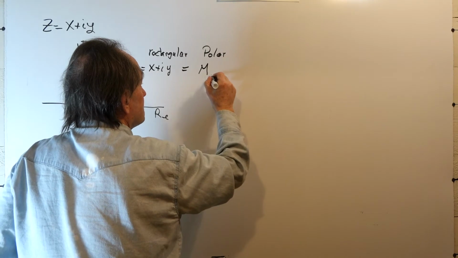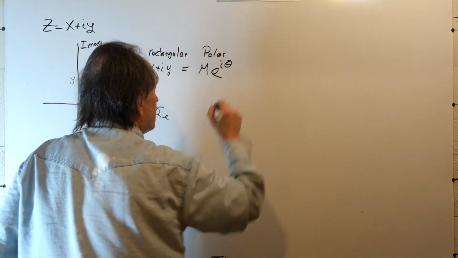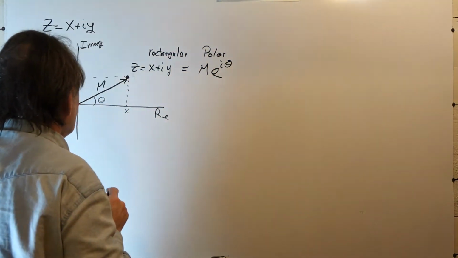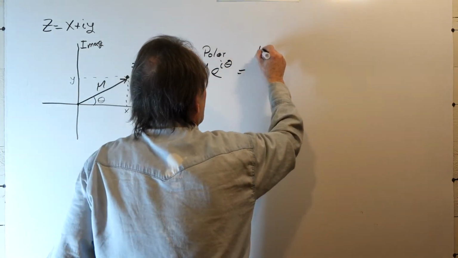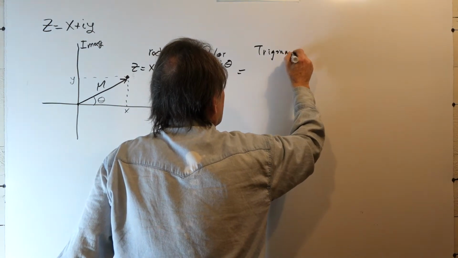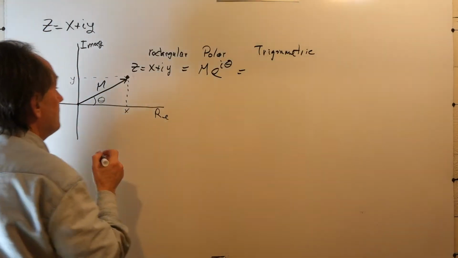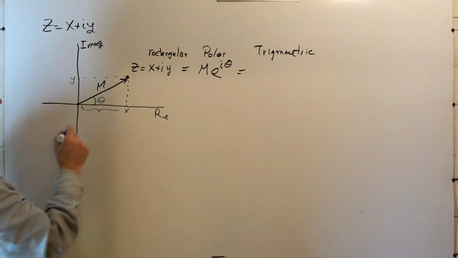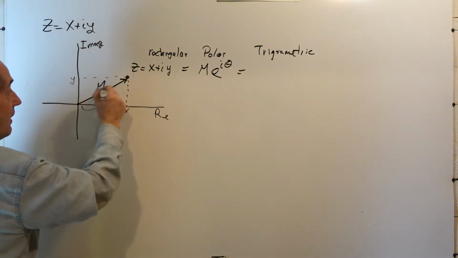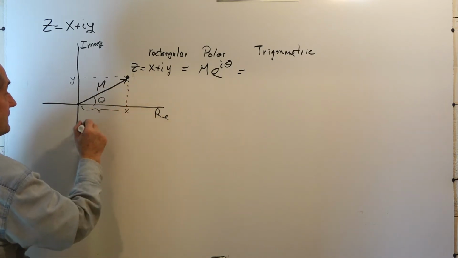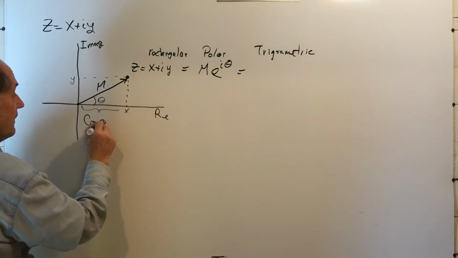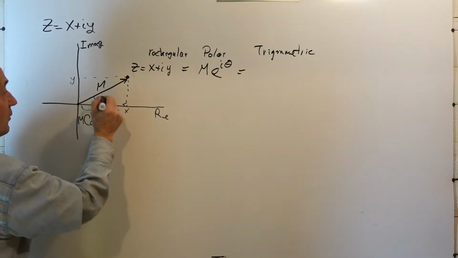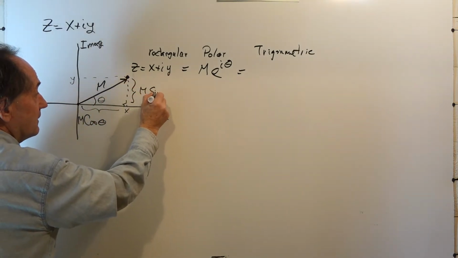So the polar form has this representation: a magnitude m times e to the i theta. We can also represent this in what's called the trigonometric form, and the way we do that is we represent x in terms of trig functions. This value here is a projection of the magnitude down onto the real axis, so this has value cosine theta times the magnitude m. Looking at a right triangle here, this projection is m cosine theta, and this projection is m sine theta.